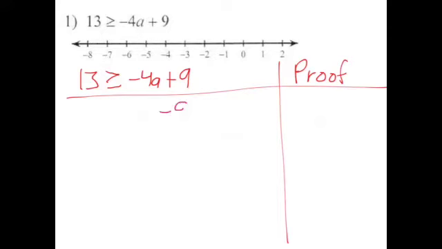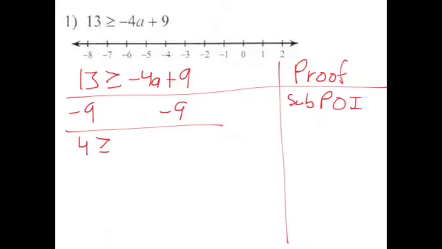I'm going to subtract 9 from both sides. And what lets me do that is the subtraction property of inequalities. And if you do that, 13 minus 9 is going to give me 4 greater than or equal to negative 4a. And that's just a simplifying step.